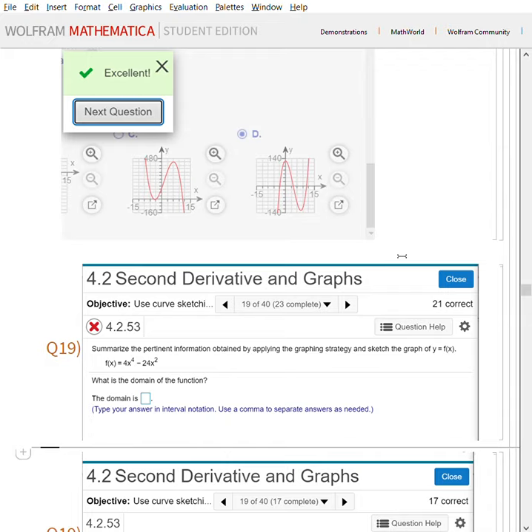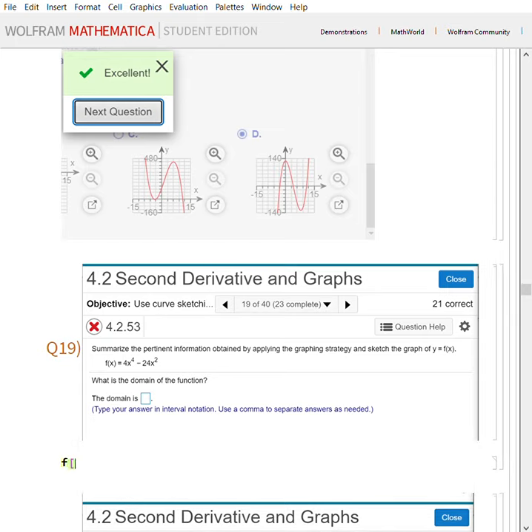Hello and welcome to this video where we'll be talking about graphing and optimization, second derivatives, first derivatives, graphs, domains, intercepts, intervals, and everything in between. So first we'll be doing question 19. It says summarize the pertinent information obtained by applying the graphing strategy and sketch the graph of y equals f of x, and then they give you f of x, and the first part of the question asks for the domain.